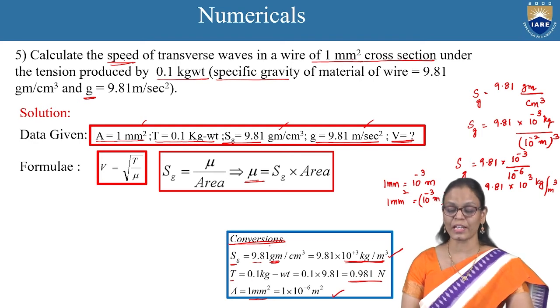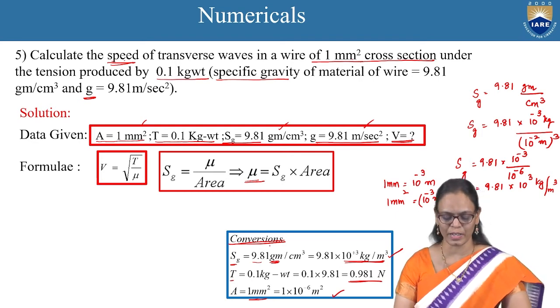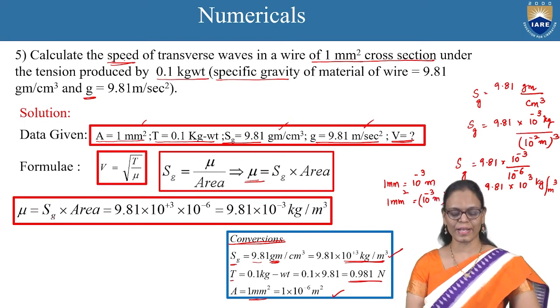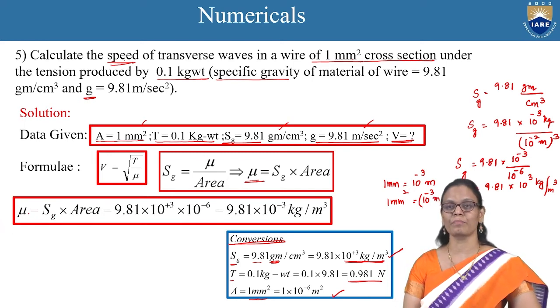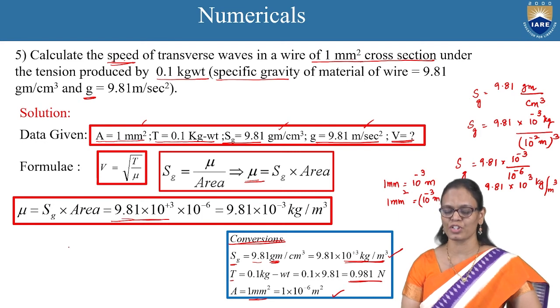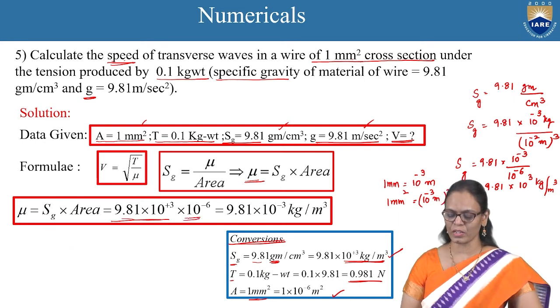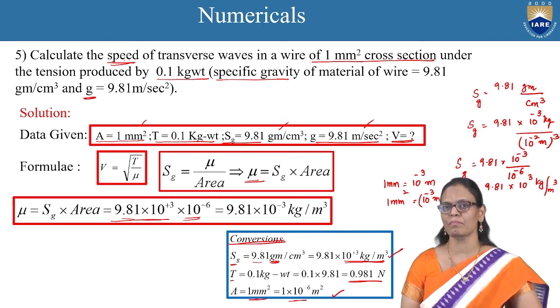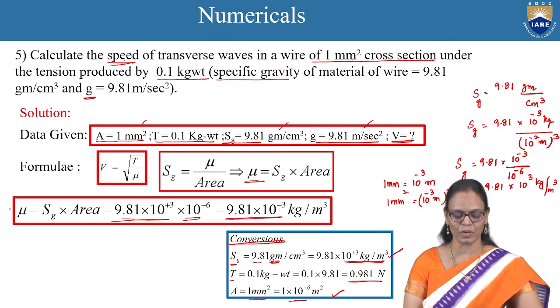So we will substitute these values in the given formula now. Mu is equal to Sg into area. So let us first find mu. What is the value of Sg we got? 9.81 into 10 power 3 after conversion. And the area we got is 10 power minus 6 meter square. So let us do this. Minus 6 and plus 3 gives us 10 power minus 3. So 9.81 into 10 power minus 3 is the value of mu. Mu is equal to 9.81 into 10 power minus 3.